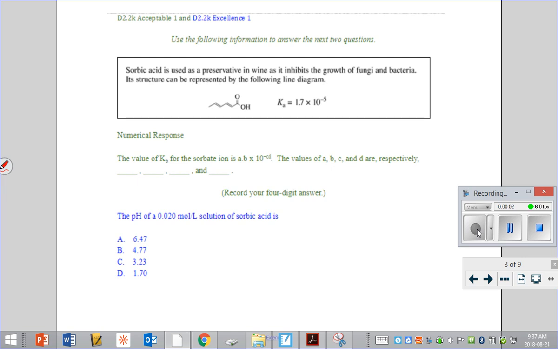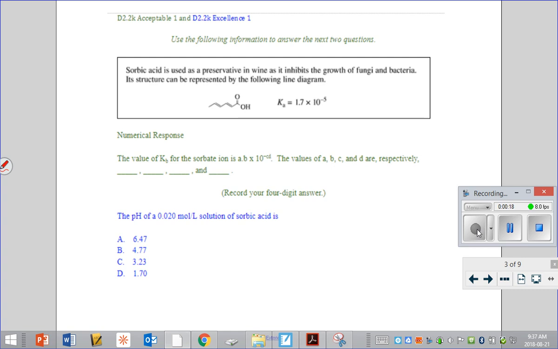Use the following information to answer the next two questions. Sorbic acid is used as a preservative in wine as it inhibits the growth of fungi and bacteria. Its structure can be represented by the following line diagram. And we're also given a Ka here as well.